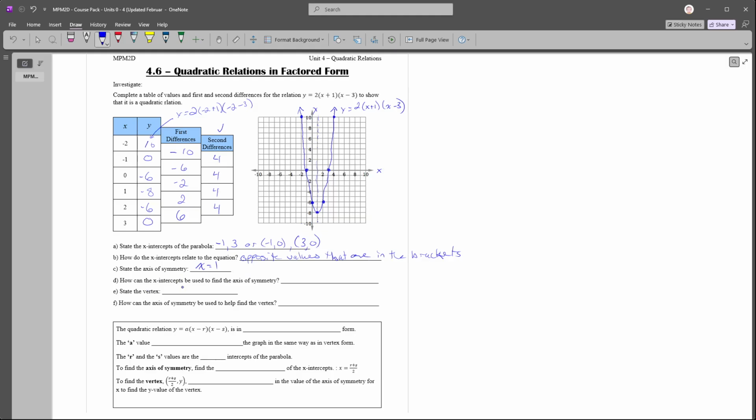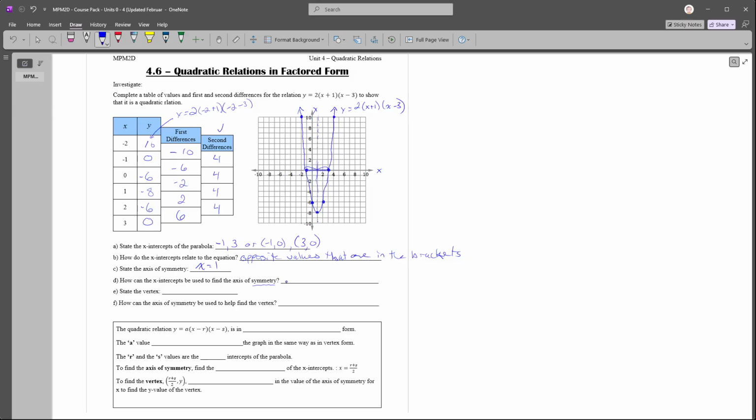Well, how can the x-intercepts be used to find the axis of symmetry? Remember what symmetry means. It means it's the same on both sides. That tells me that the left x-intercept and the right x-intercept are exactly the same distance away from the axis of symmetry. So the distance from here to here and the distance from here to here is exactly the same. Great. What does that mean? That means it's a midpoint between these two values. The axis of symmetry tells us exactly where the midpoint between our x-intercepts is.